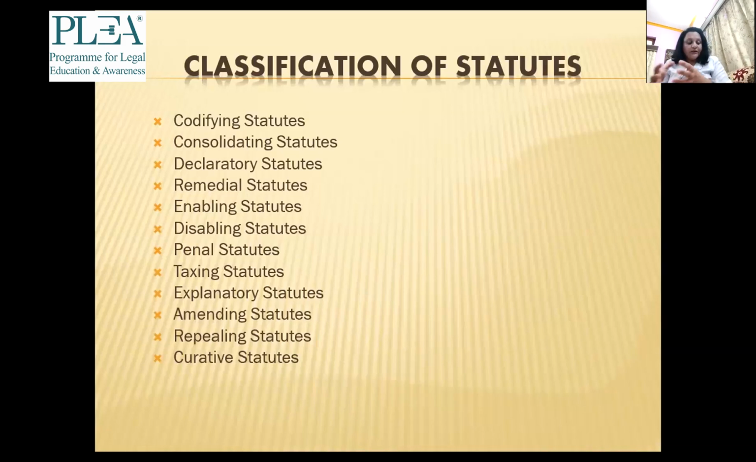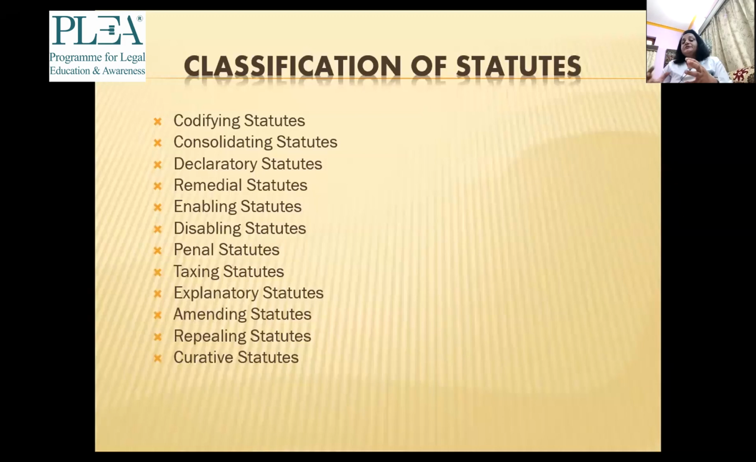Then we talk about the enabling statutes, where we remove the restrictions or sometimes disabilities in our statutes which were hindering the meaning of the particular statutes. And then disabling statutes, where the restrictions on the alienation of properties are removed. Then the penal statutes, where we talk about the punishment procedures. Then taxing statutes, where we lay down the rules and regulations relating to the taxing system.